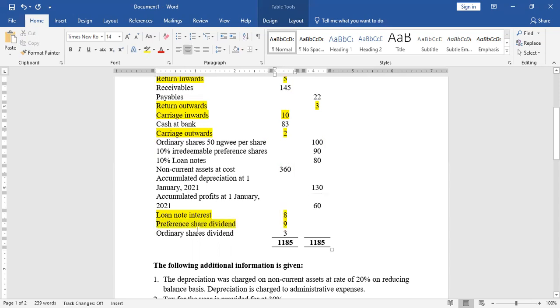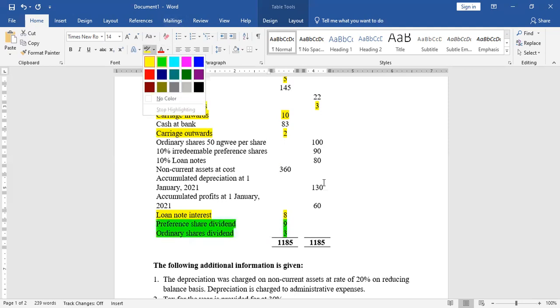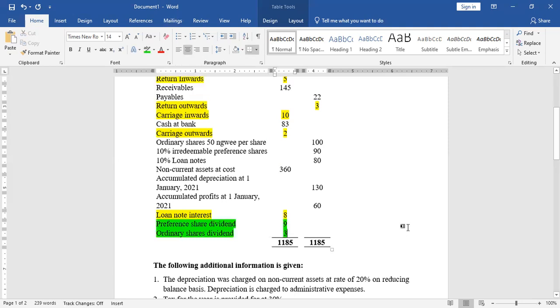Ordinary shares, they are not expenses, but they affect our profit, so we shall consider them at a later stage. But for now, let me put these two in green because they're a special kind. We'll come and treat them as we do the profit appropriation.